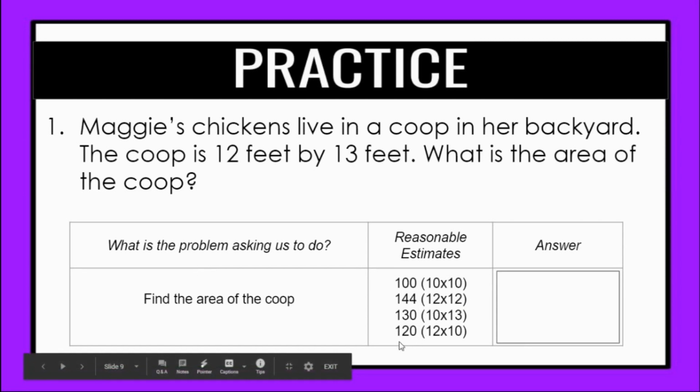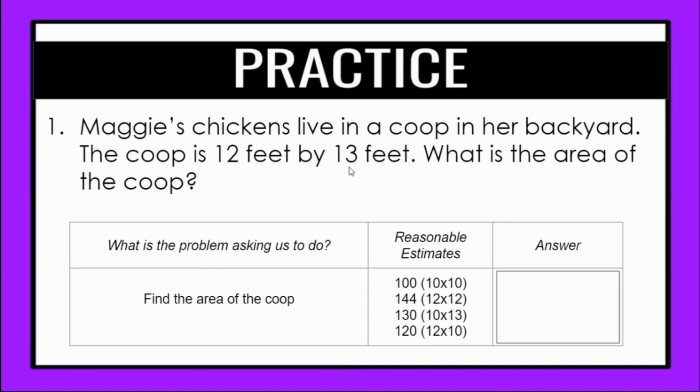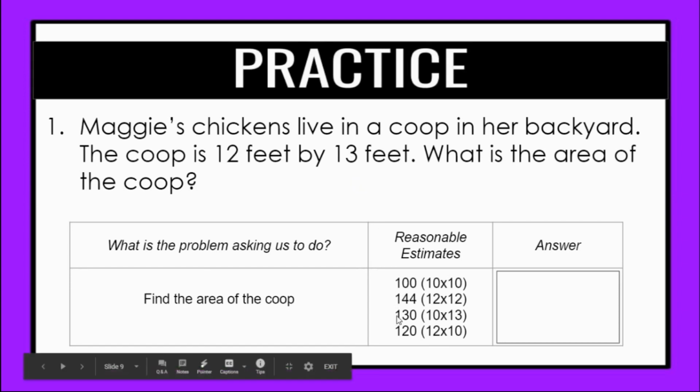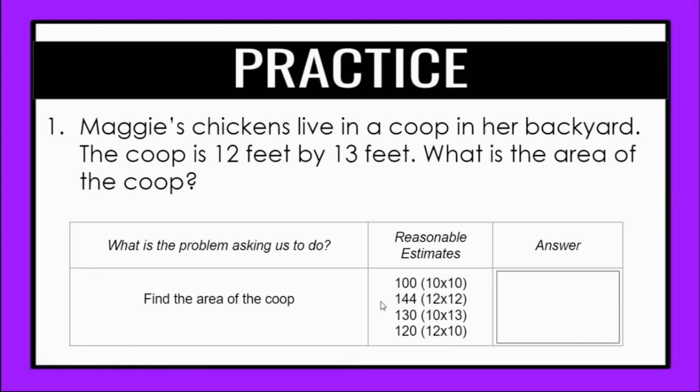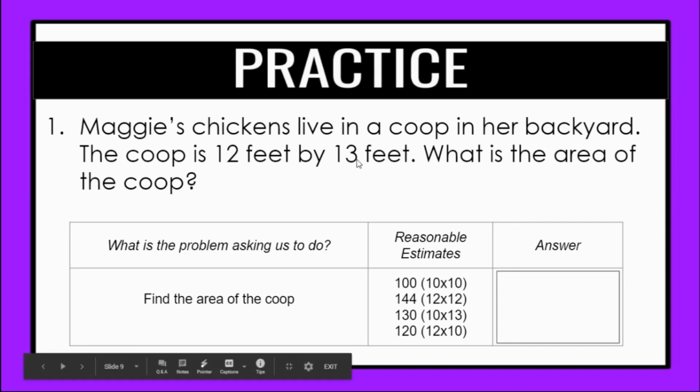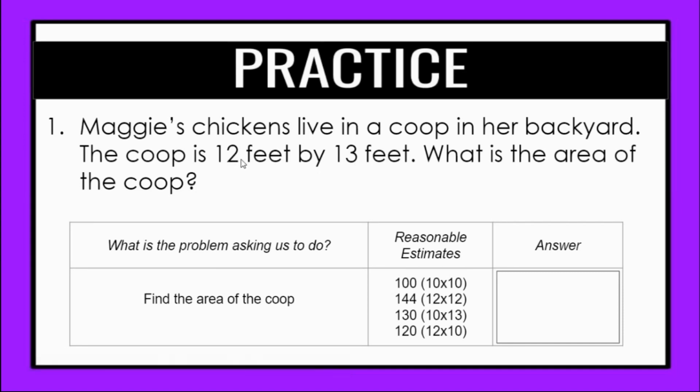Remember, this is just a ballpark guess, but it's an educated guess. Did anyone write down 120? So 120, 12 times 10 would give us 120. 13 is not too far from 10. Another possibility might have been 150 because 13 is close to 15 and 12 is close to 10. So you'd just be going down and up 2 on each of them. So that would have been a decent estimate too. There's other answers that would be good answers for your estimate.